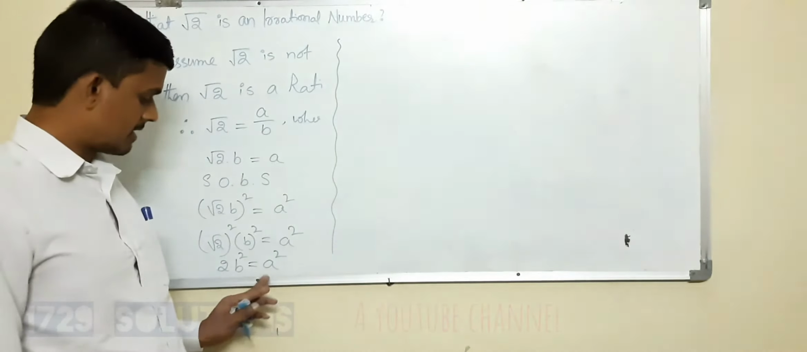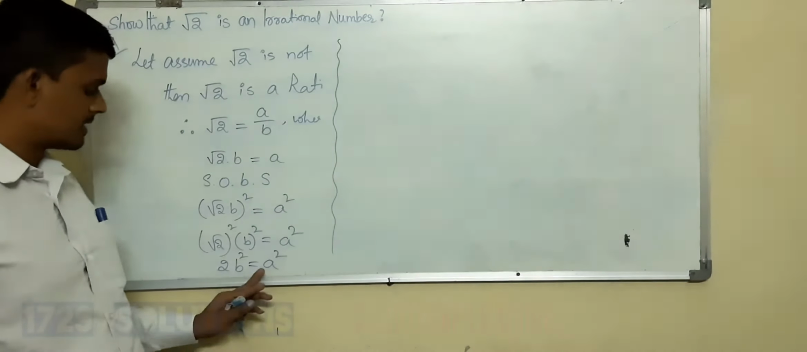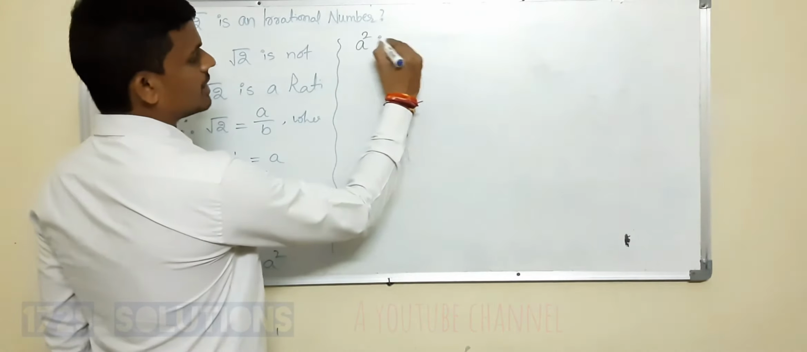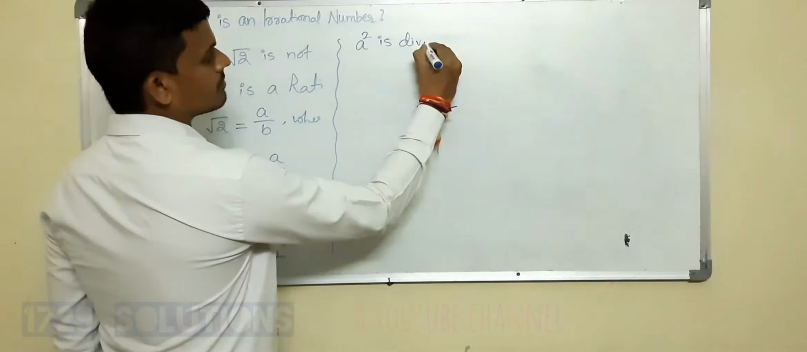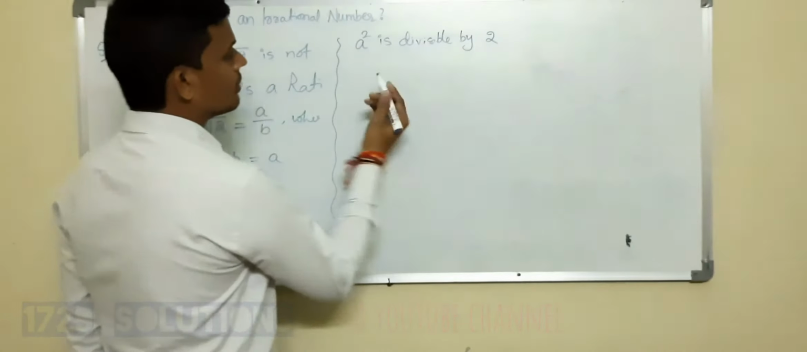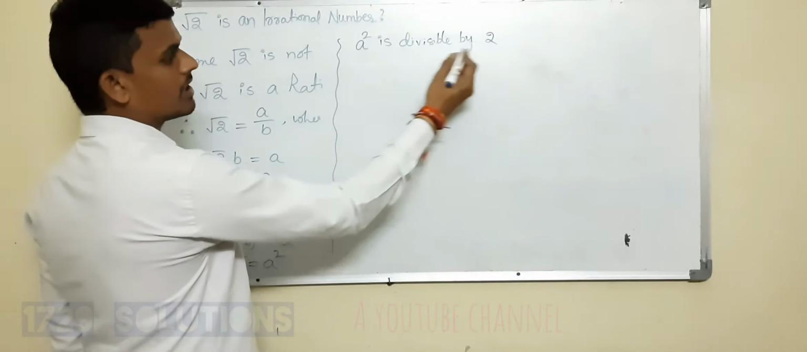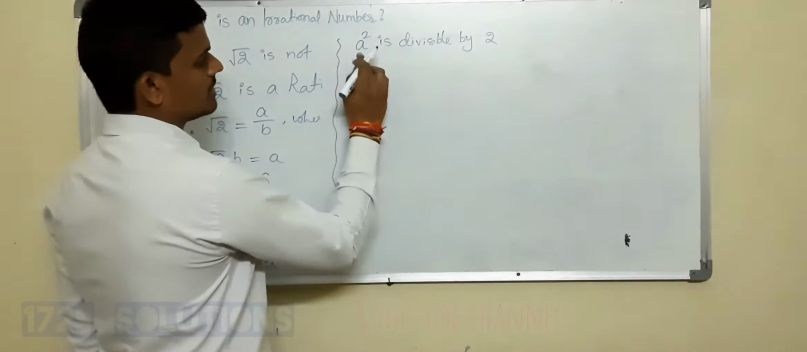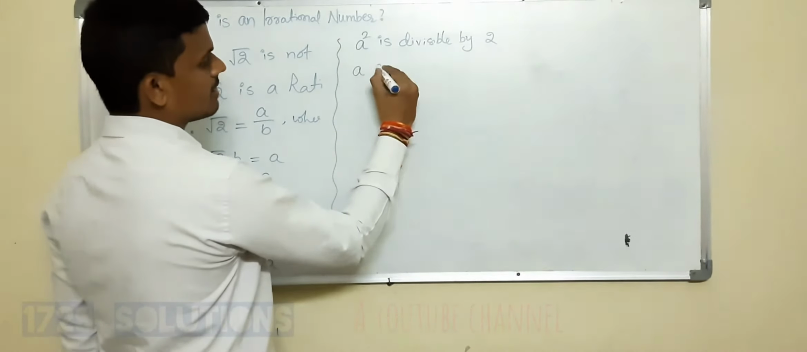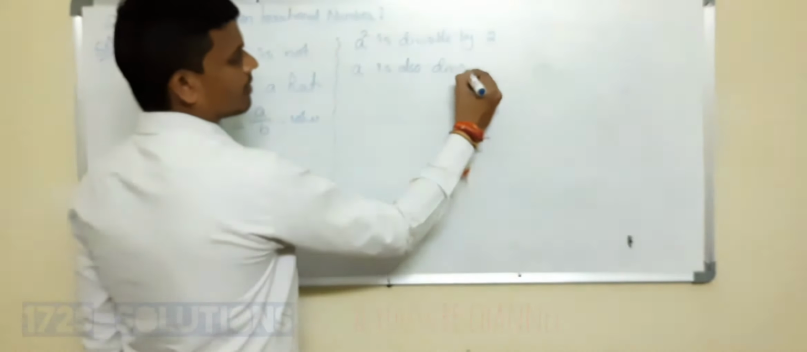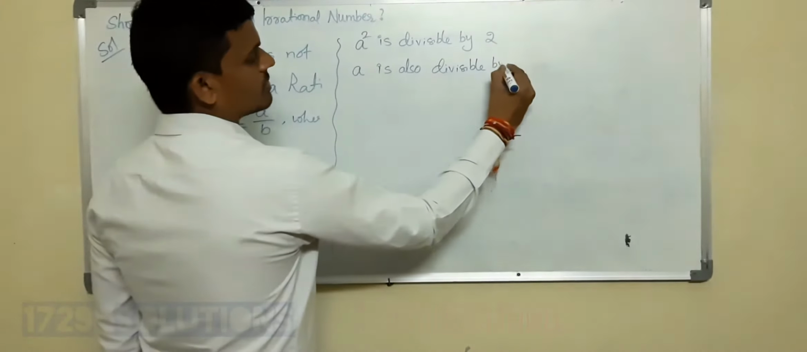We have 2b square is equal to a square. That means a square is divisible by 2. So we know the theorem: if the square of any number is divisible by a prime number, then the number itself, the square root of a square, is also divisible by 2. Especially this is very important.